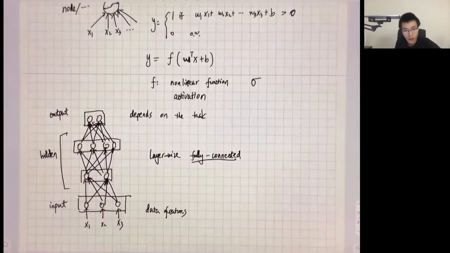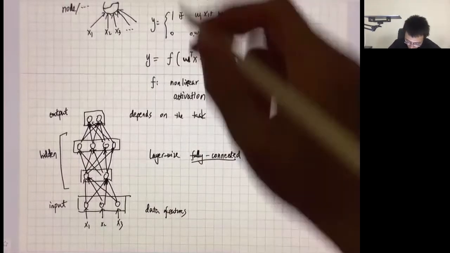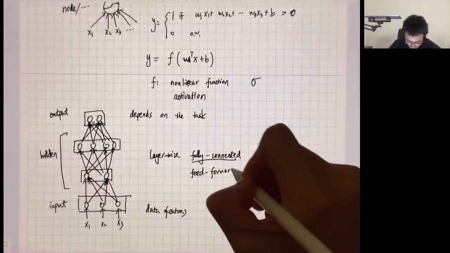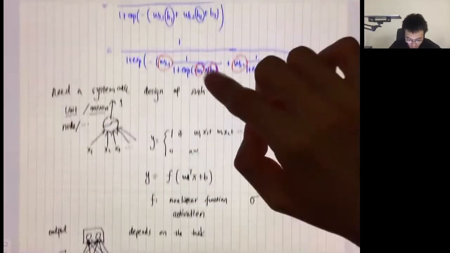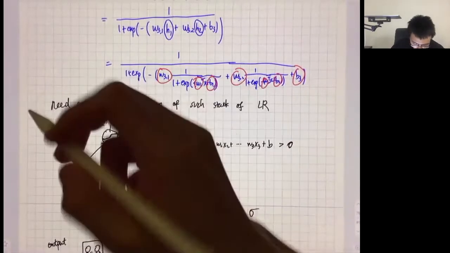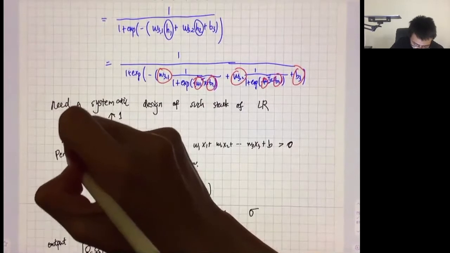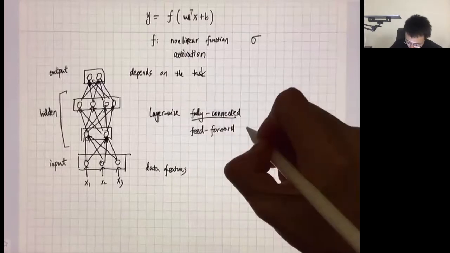And this is known as the fully connected neural network or feed-forward neural network. Okay, by feed-forward just means every lower layer is feeding to every upper layer. And I'm just going to give one more terminology. This is also known as a perceptron. So this is also known as the multi-layer fully connected perceptron.